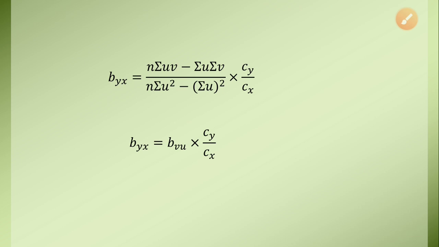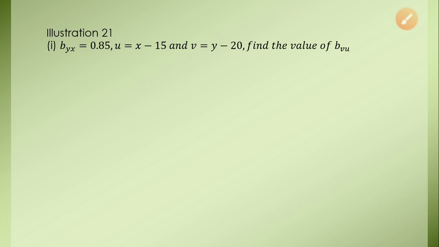Now let's start illustration number 21. See, what is the question? Byx is given, so Byx is 0.85. U is given as x minus 15. V is given as y minus 20. You have to find BVU. Now I told you that our formula is Byx is equal to BVU into Cy upon Cx.